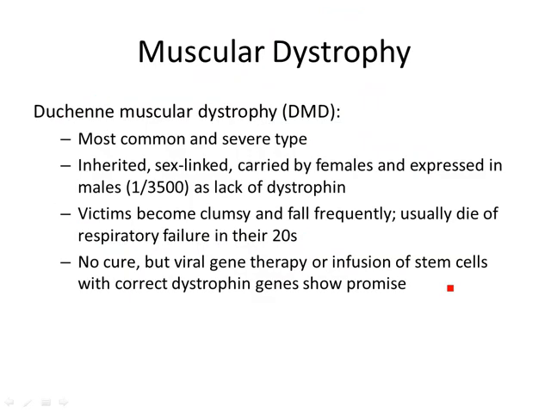The most common one is called Duchenne's. It's very severe. It's sex-linked. It's carried by the females. So you get it from your mama, unfortunately. It usually shows up somewhere mid-teens. And the victims start becoming clumsy. They start to fall because their muscles, they look healthy. They've got nice big muscles, but they're not effective anymore. They don't have enough muscle fibers. And like I said, their respiratory muscles start to fail. And usually around their 20s, it tends to be fatal.